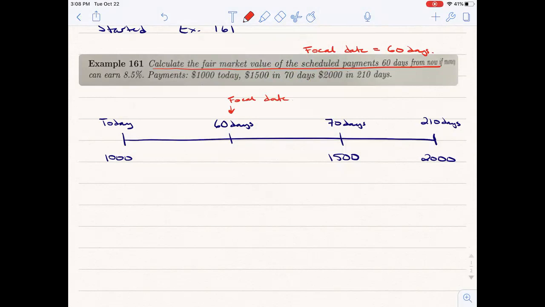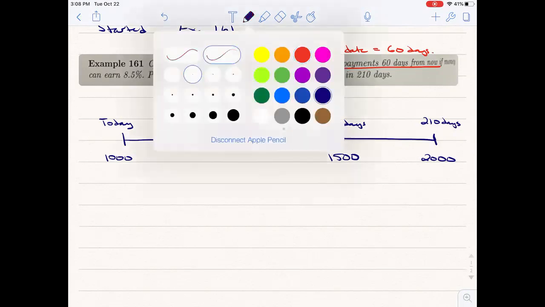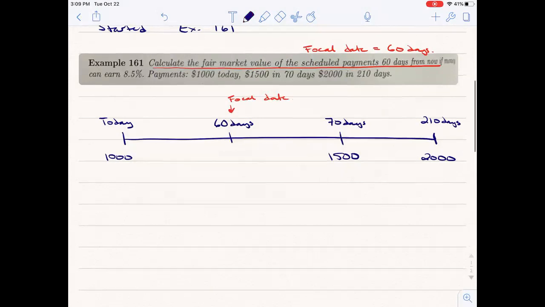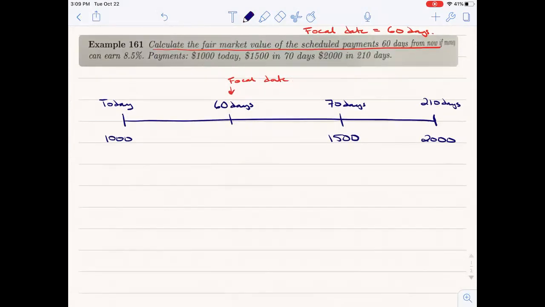The focal date is where we draw all our payments to, right? So that's where all our arrows are going to end up. Which means that the payment today gets pulled forward, and then the other two payments get pulled backwards. The sum of all those at 60 days, that's the total value at that point.